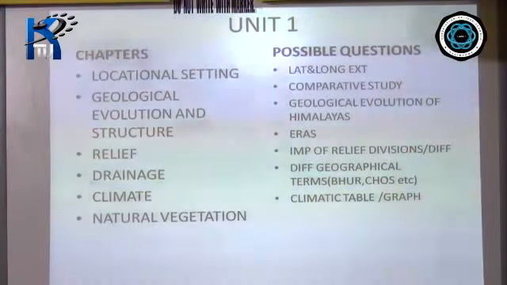When you're doing the Indo-Gangetic plains, you have to be very careful. There are some geographical terms like Bur. What is a Bur? What is a Chos? Chos are seasonal lands. Then they might ask you about the Bhabar, the Tarai, the Bhangar, and the Khadar, and the differences. These are the common questions. So please go through that.